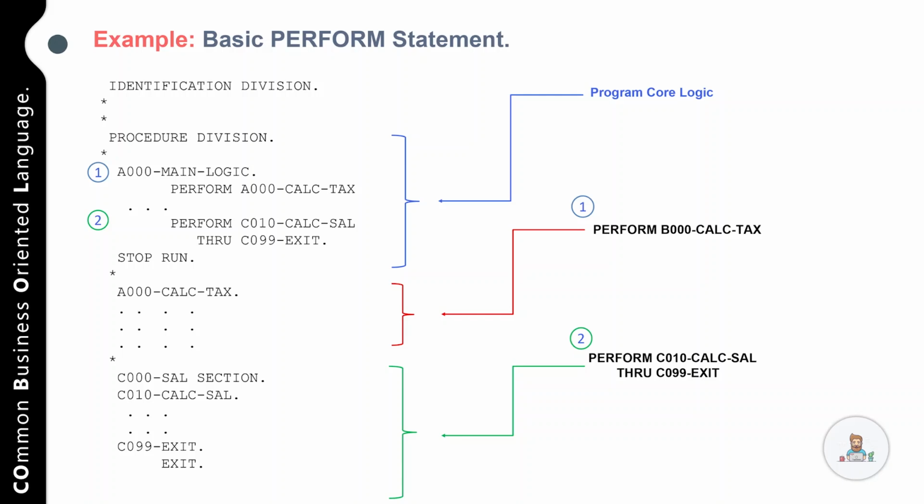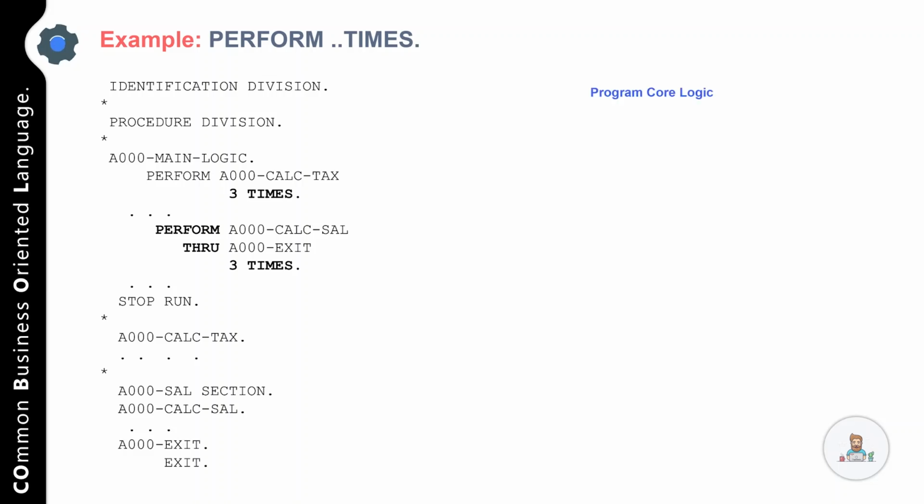And remember, in case you have two or more paragraphs within the particular section that you have specified in the perform statement, then all these paragraphs will be executed before the control is returned back to the next executable statement. So this is an important point, and you should always keep it in mind when you are designing your COBOL program. Now let's talk about our next example.